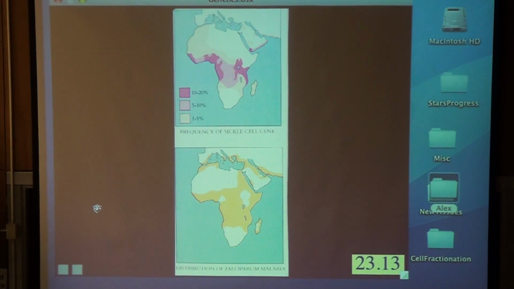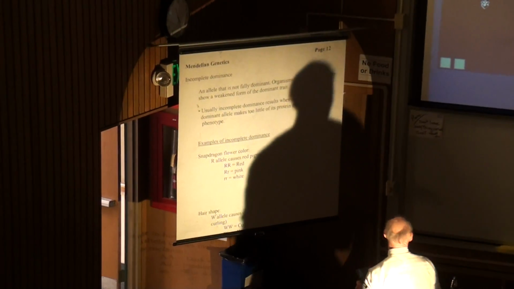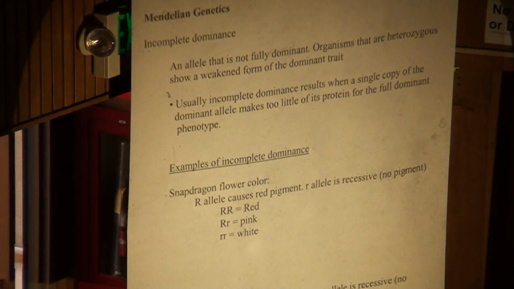Let's talk incomplete dominance now, which is a different type of non-Mendelian genetics. It's different than codominance. In incomplete dominance, the dominant allele is not fully dominant. And here's what I mean by that.